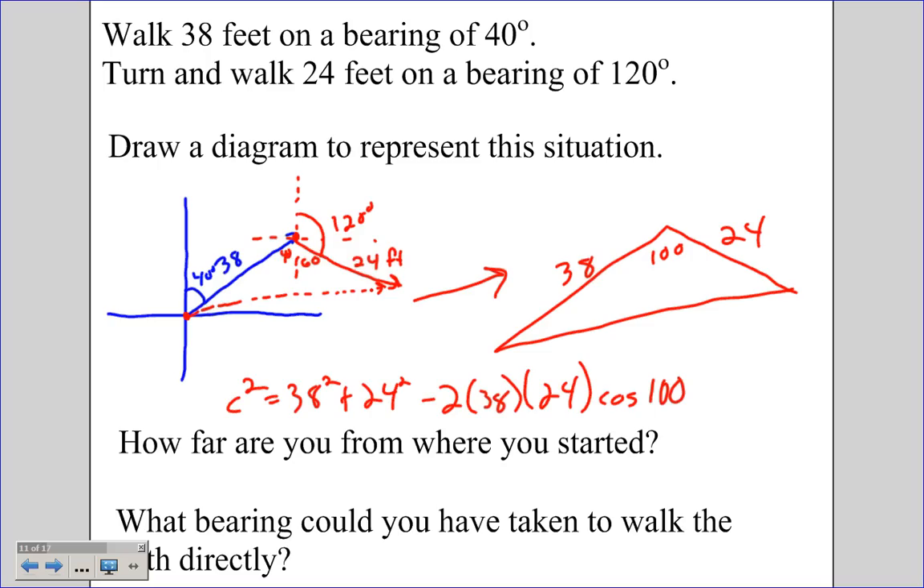Now if I type that into my calculator, 38 squared plus 24 squared minus 2 times 38 times 24 times the cosine of 100, that's going to be 2,336.7, and I'd have to square root that. So c squared is 2,336.7, so square root that, so c is 48.3 feet. This is this distance. That's how far they are from where they started.